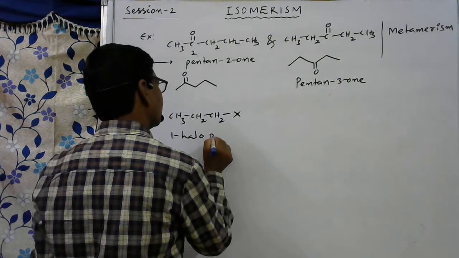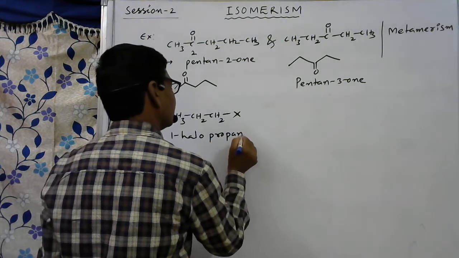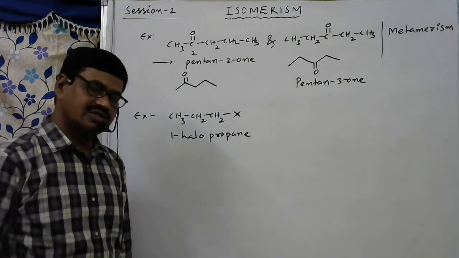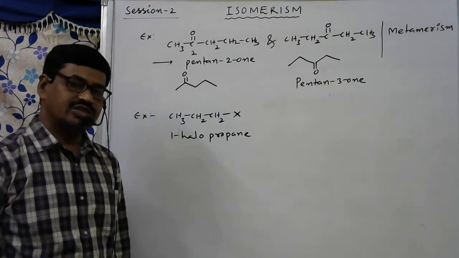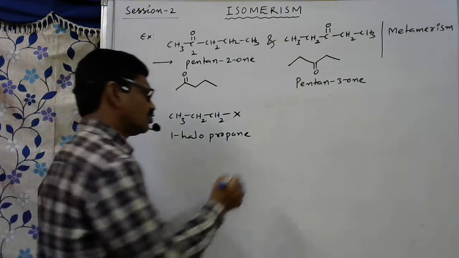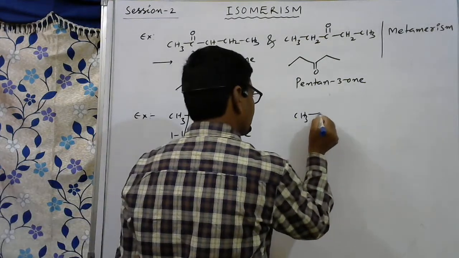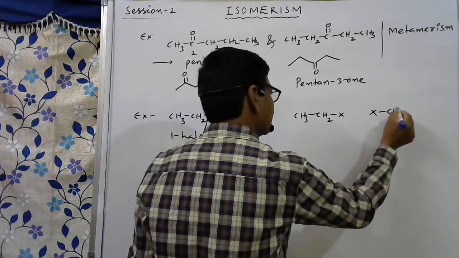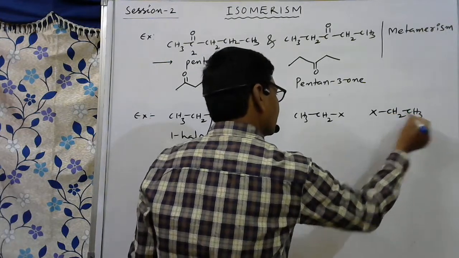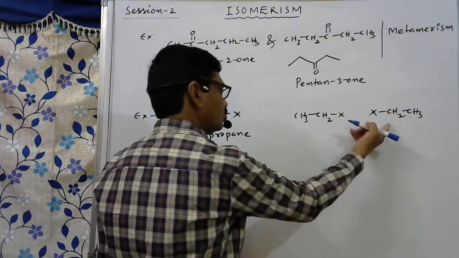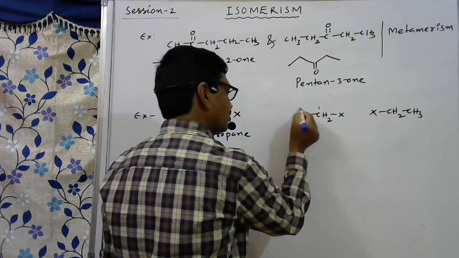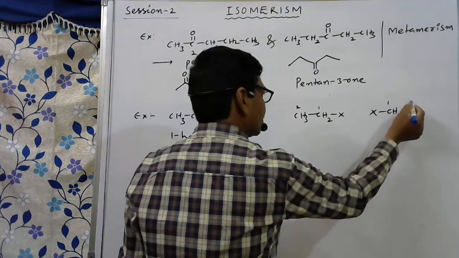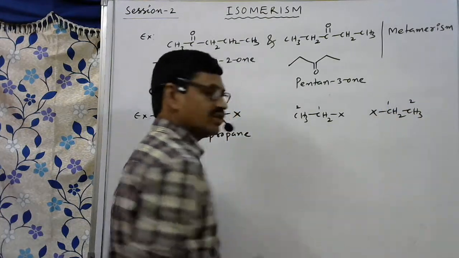Halopropane. Here minimum how many carbons are required? 3 carbons are required. If 2 carbons are present, it also will not give position isomerism. Because if it is 2 carbons, for example CH3, CH2, X, and if you write X here like this, both are same. This is a duplicate of this only. Here this is one carbon, this is the second carbon. 1-haloethane it is. If you give numbering from this side, then also it is 1-haloethane.